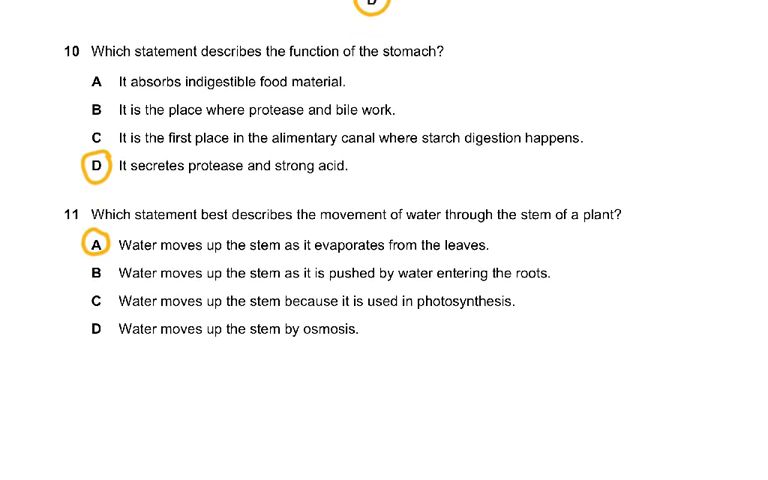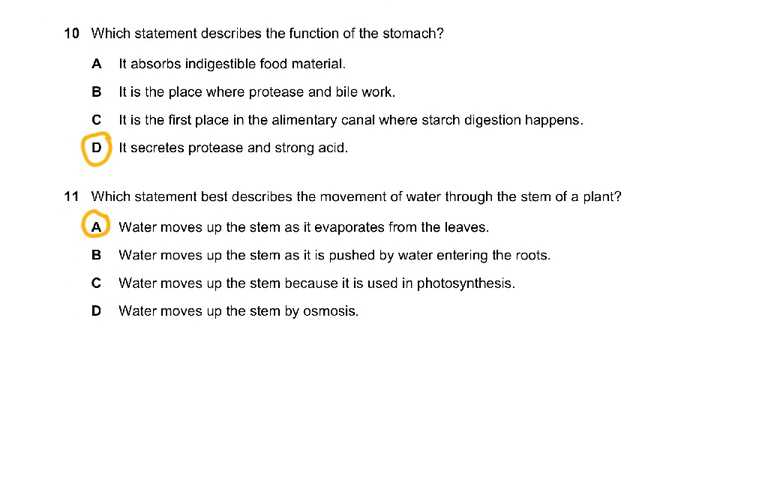Then question 10. Which statement describes the function of the stomach? It absorbs indigestible food material. No, nothing can absorb that. It is the place where protease and bile works. No, bile works in the small intestine, in the duodenum. So this is wrong. It is the first place in the alimentary canal where starch digestion happens. No, starch digestion in fact stops because your salivary amylase doesn't work in the acid of the stomach. And so the last is correct.